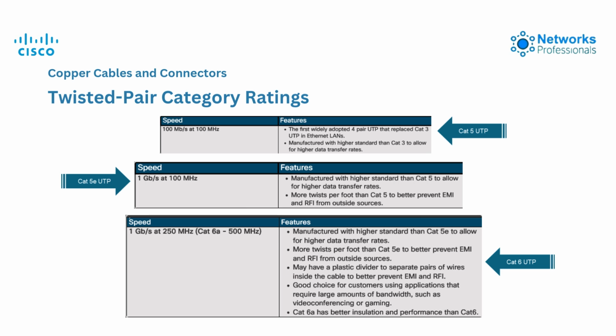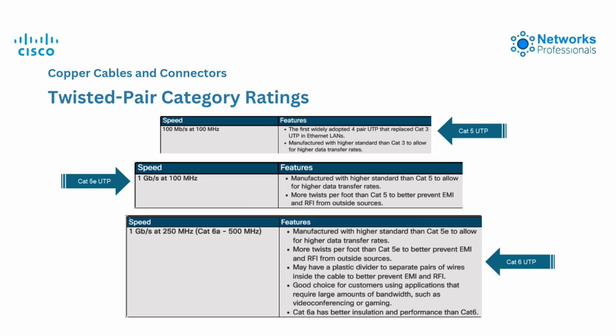CAT 5e UTP, enhanced category 5. Speed, up to 1 gigabit per second, 1000 megabits per second. Bandwidth, up to 100 megahertz. Improved performance with less crosstalk, signal interference. Widely used in modern LAN networks. Supports gigabit Ethernet, 1000 base T.